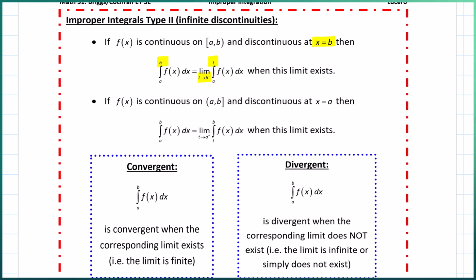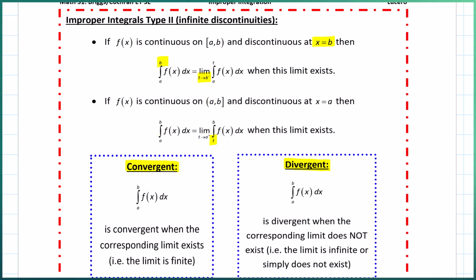And if that limit exists, then the integral will be equal to that limit, and we will call it convergent, as you can see down below. Convergence is if the limit exists. If the limit does not exist, then we say that the integral is divergent, and that does include infinite behavior if the limit is infinite. And of course, if the discontinuity is at the left-hand bound, at the lower bound, then we replace that lower bound with t, and then we let t approach a from the right, and we consider what that limit is. So let's take a look.